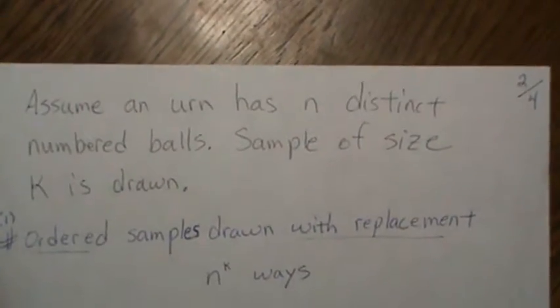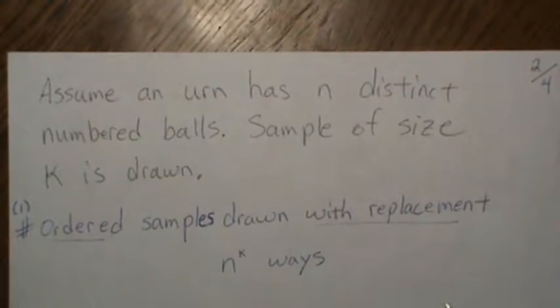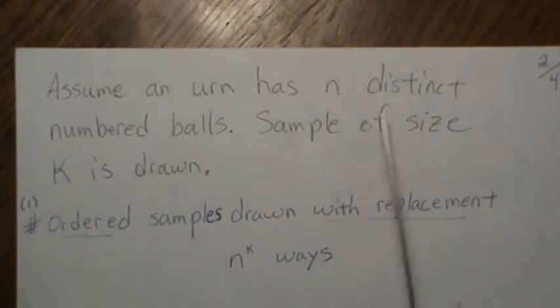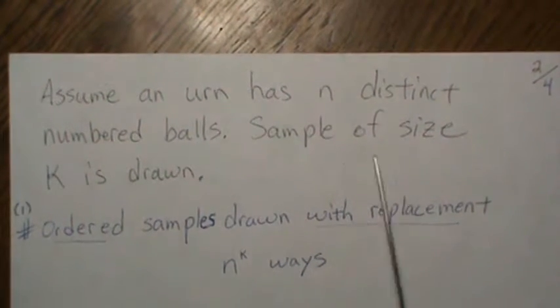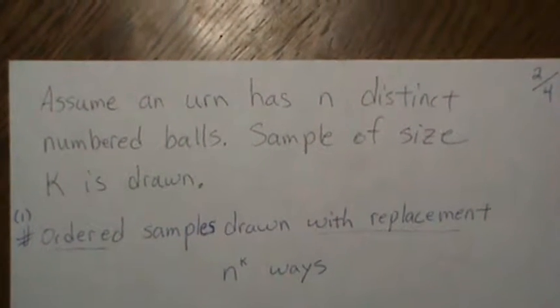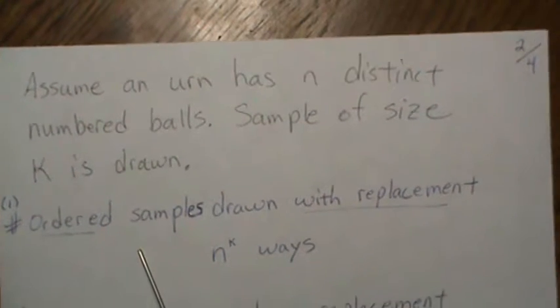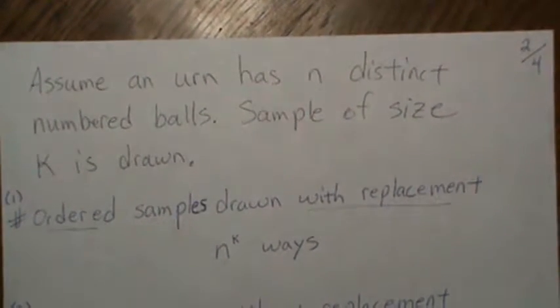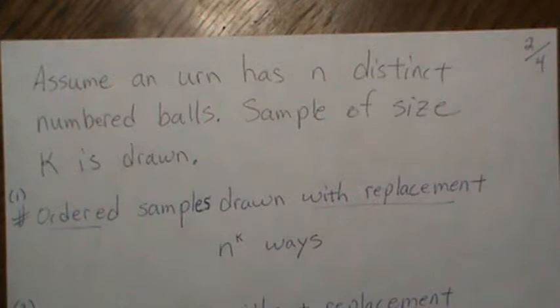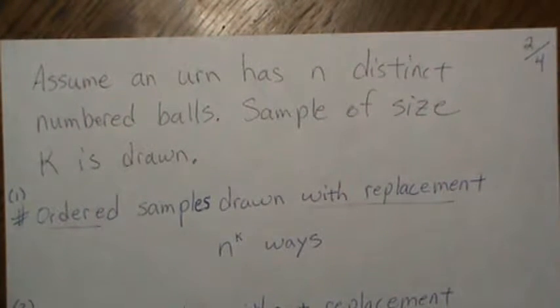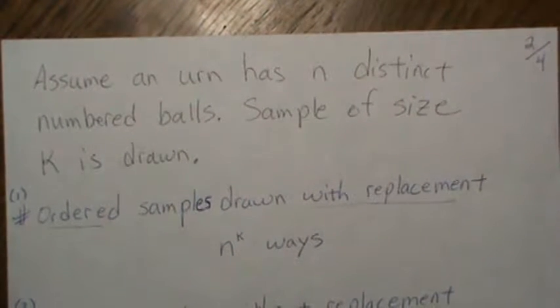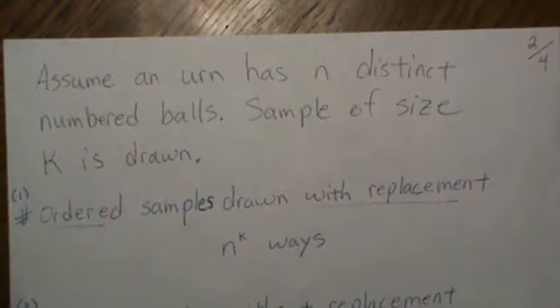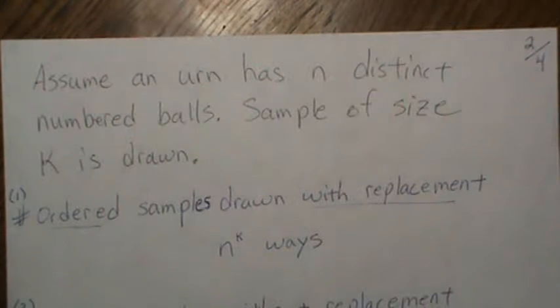So now let's jump right into the probabilities that I want to show. We have an urn that has n distinct numbered balls. And we're going to take a sample size of K, okay? So the first one, in an ordered sample, that means if you take, let's say, a sample of size 2, and you draw a 1 and then a 2, that's going to be different than if you draw a 2 and then a 1. We consider those different samples, and that's called an ordered sample. An unordered sample means, hey, you got a 1 and a 2, it didn't matter the order.